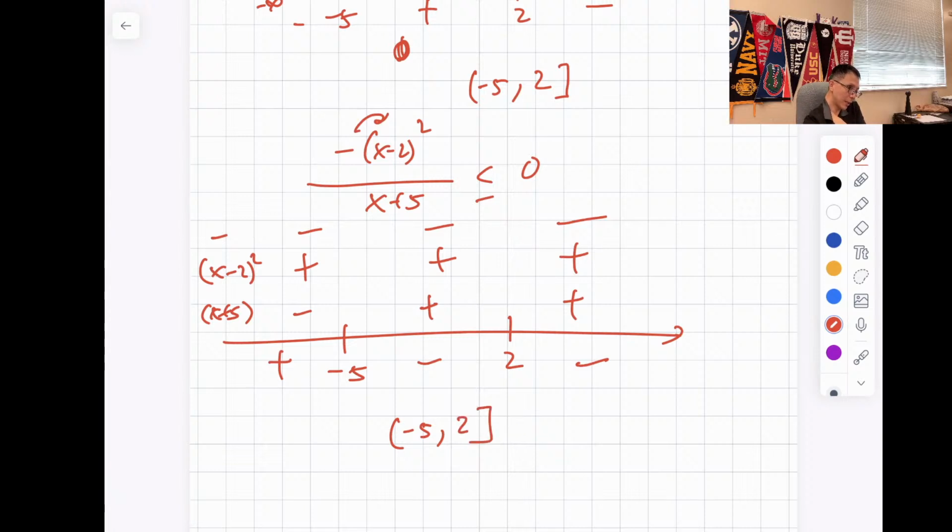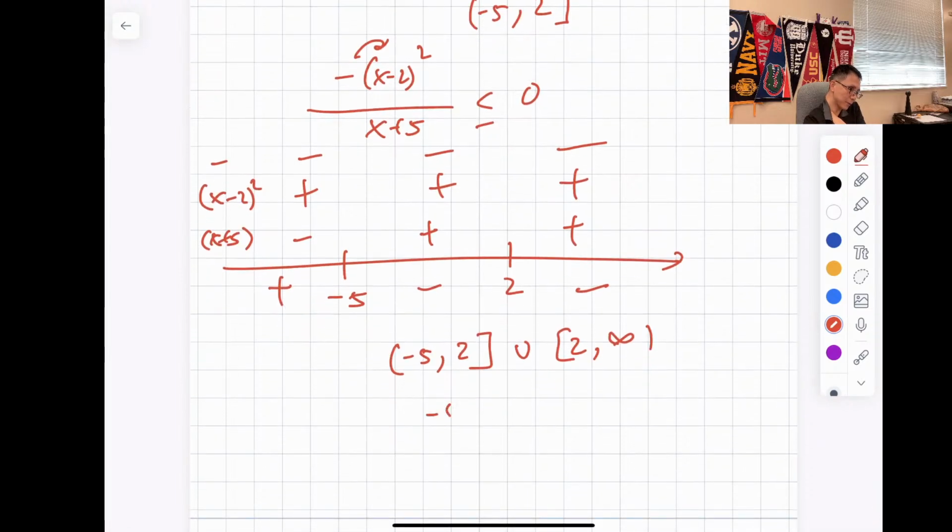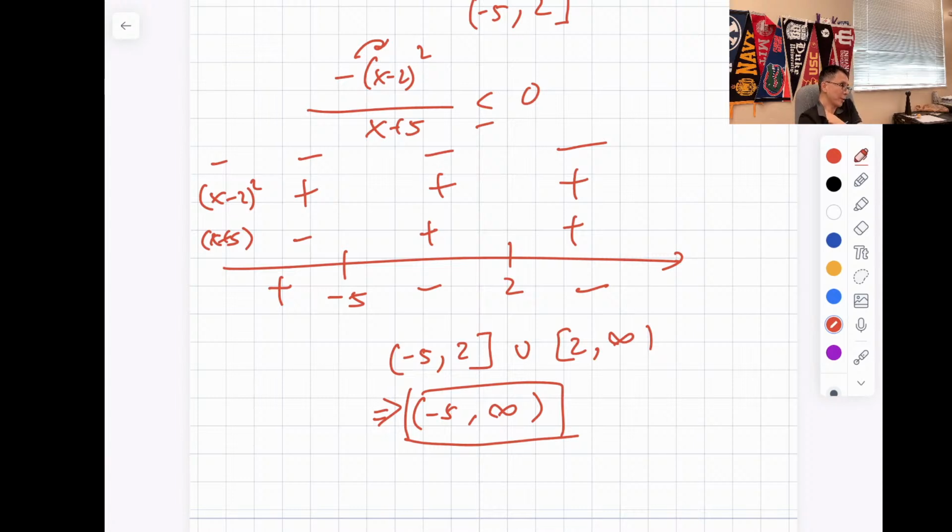Like this, and union 2 to infinity with a bracket. So technically, it can sum up to be -5 to infinity with parentheses. So this is actually this. The final answer is going to be like this, because you're including 2, and 2 is pretty much all the thing negative over there. So this is called a compound inequality. Kind of difficult for you guys to understand.